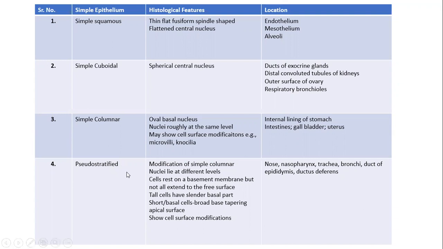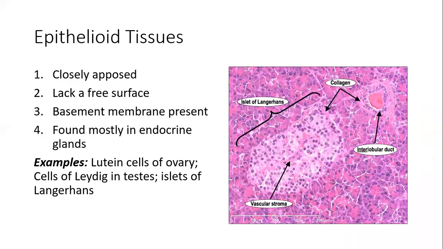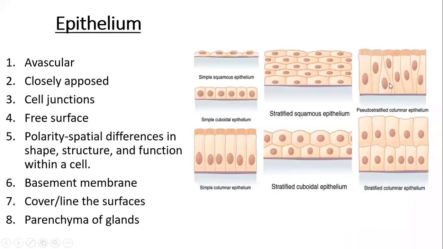In this type of epithelium, the tall cells have cylindrical basal parts, so naturally their nuclei are going to occupy the apical part of the cell. The short basal cells rather have a broad base and tapering apical surface, so their nuclei will occupy the lower, wider part. As you can see in this diagram, here is a short cell and the rest are tall columnar cells. So you can see where their nuclei are present within the cells.